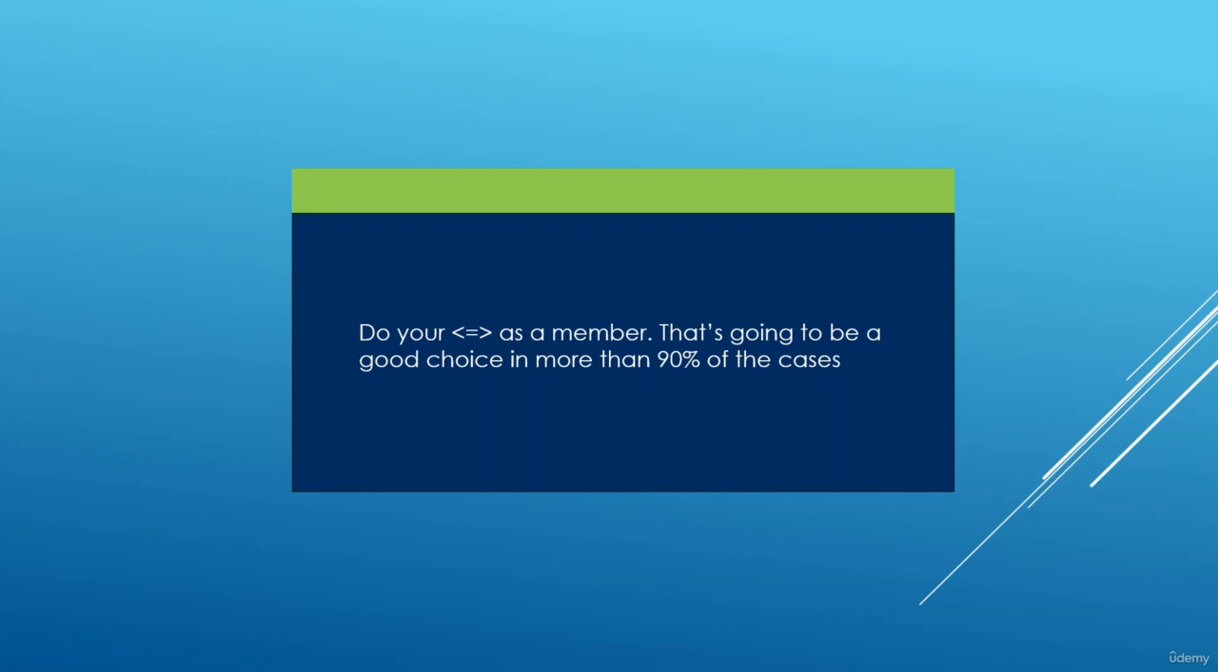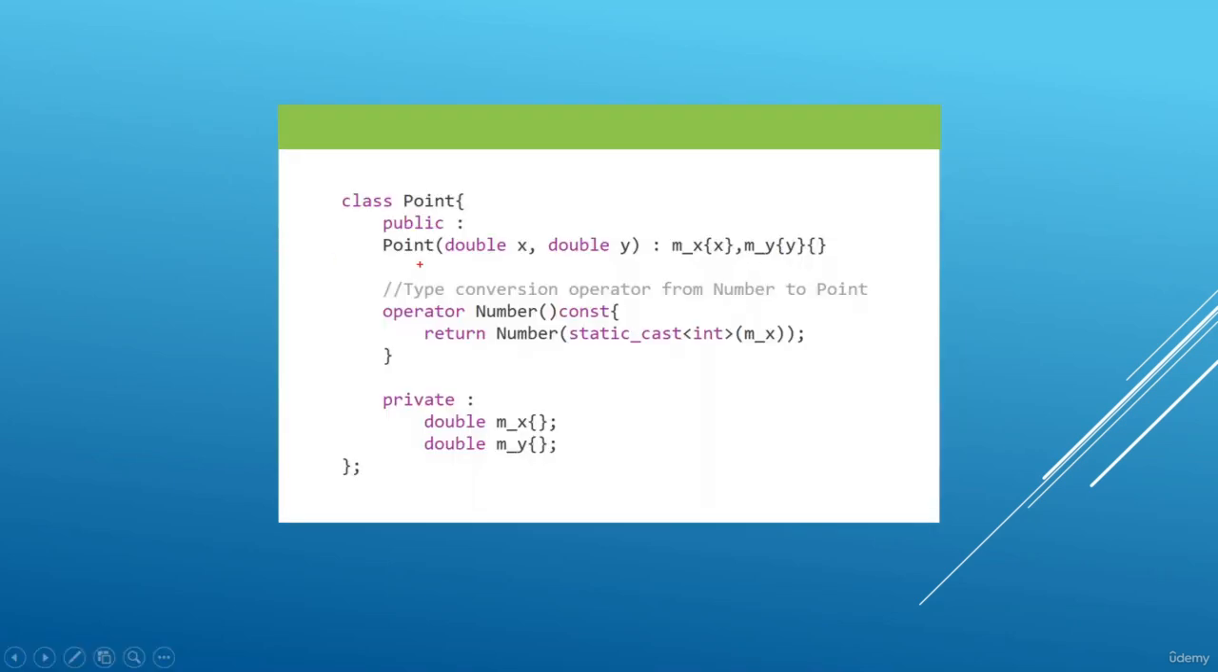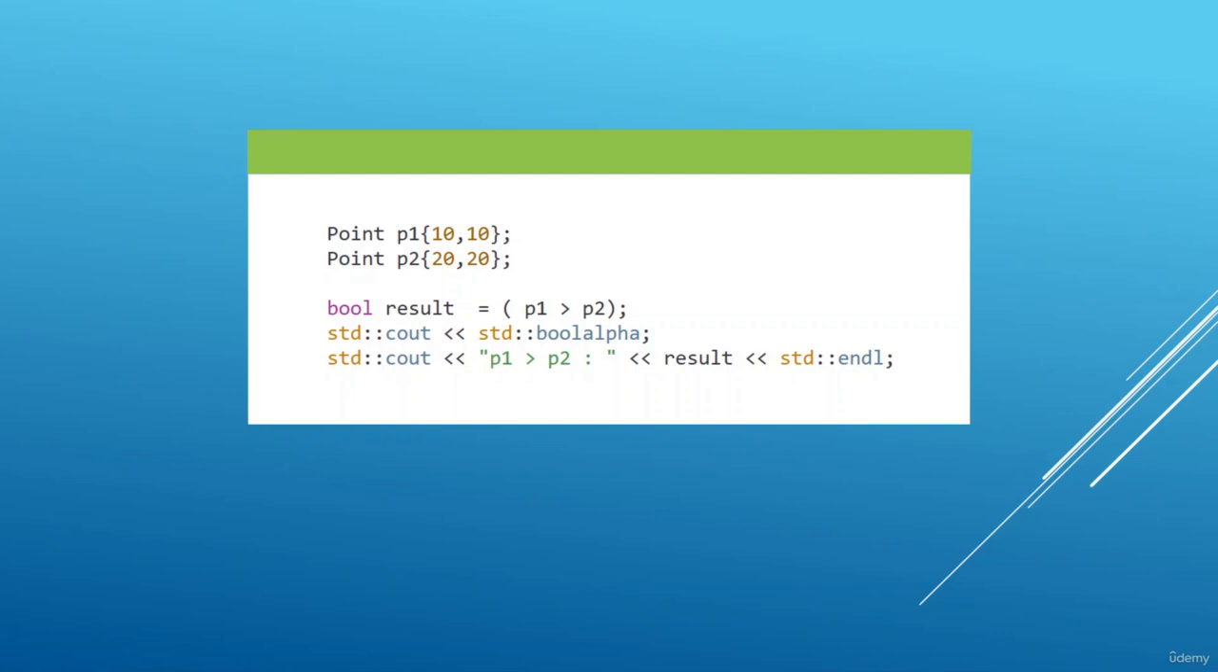But I am going to show you a rare case where you might need to do these operators as non-member functions. Okay, so this is going to sound crazy, but bear with me, you're going to see the point of all this. We have a point class, and it has a type conversion operator, which is going to be converting from point to a number type that we haven't seen yet in this lecture. With this point class, we want to do this kind of comparison here. So we want to set up 2 point objects and we want to compare them using the greater than operator.